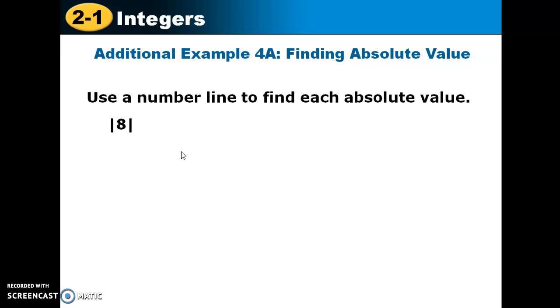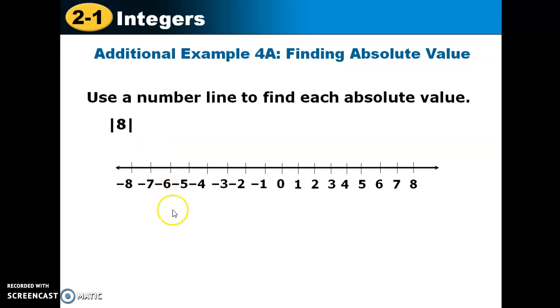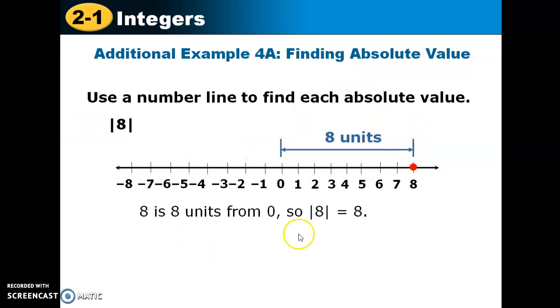Okay, so you really don't need a number line, but if you want to, you can use it. We're looking for the absolute value of 8. So here's 8. And if you count over to 0, you find that it's 8 units away. 1, 2, 3, 4, 5, 6, 7, 8. We're talking distance, so it has to be positive. So the absolute value of 8 is 8. Okay, it's as easy as that.